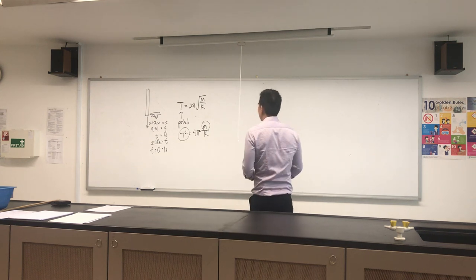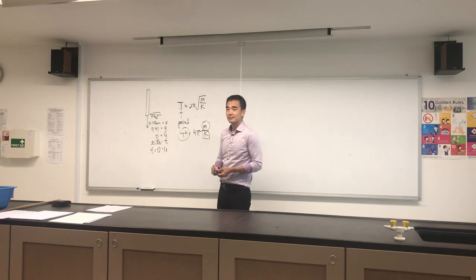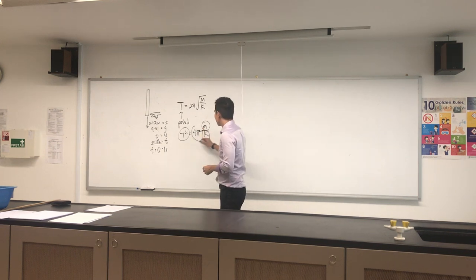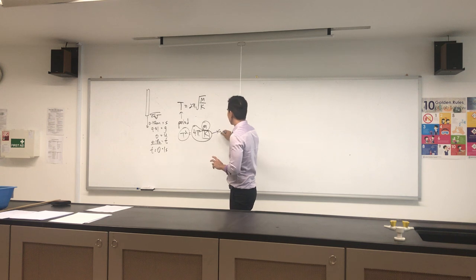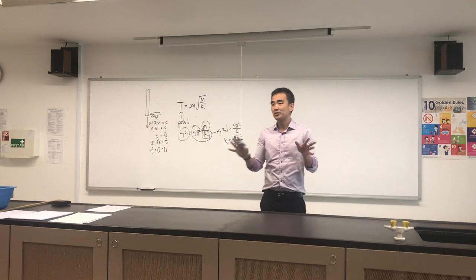Now, can you tell me how do you find k then? So 4 pi squared divided by the gradient. Why? Because the gradient is equal to 4 pi squared divided by k. Therefore, k is equal to 4 pi squared divided by the gradient. Excellent.